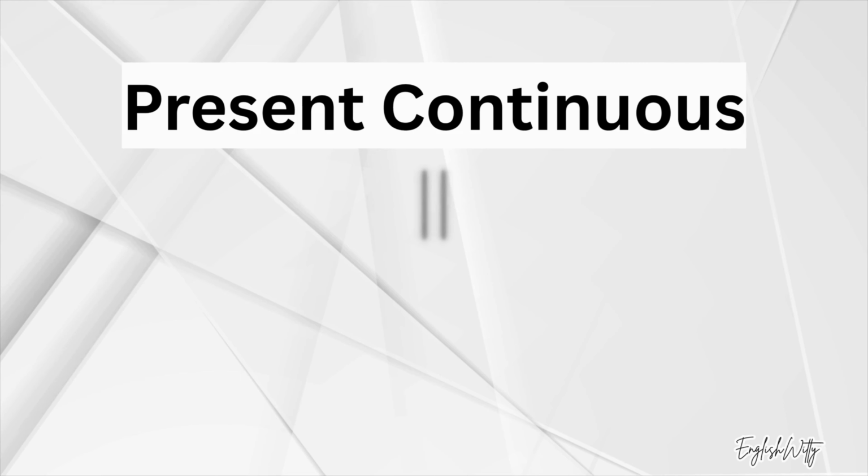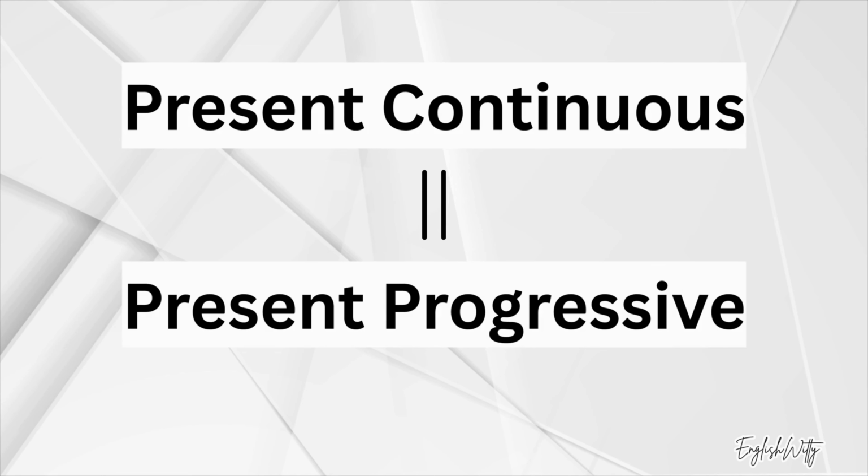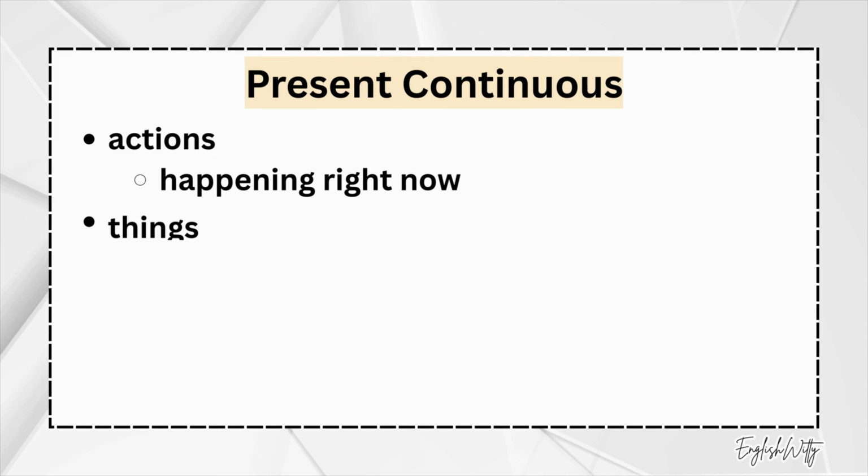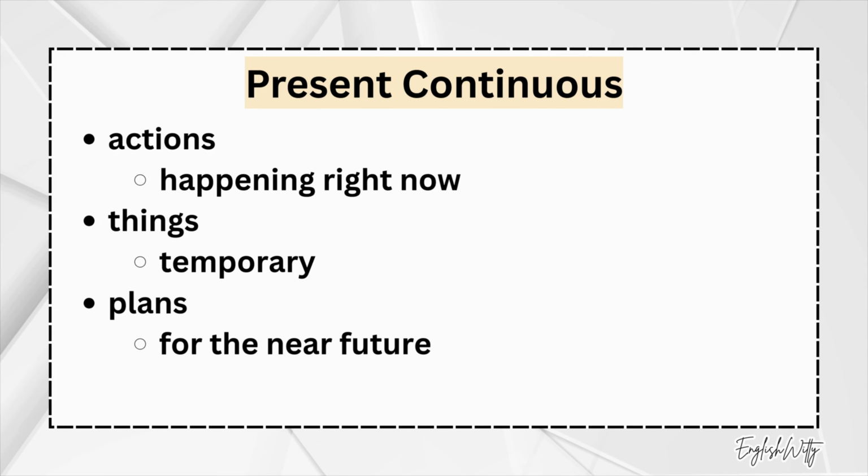Today we're diving into the present continuous tense, also called the present progressive. We use it to talk about actions that are happening right now, things that are temporary, and even plans for the near future. Let's break it down step by step. So, how do we form the present continuous?